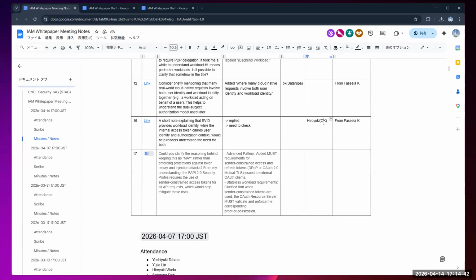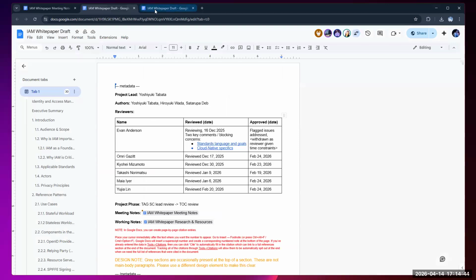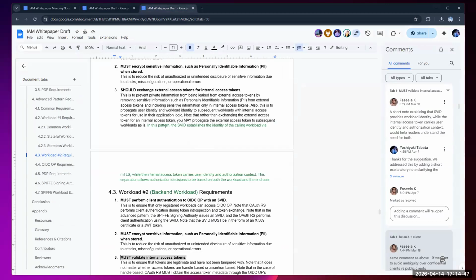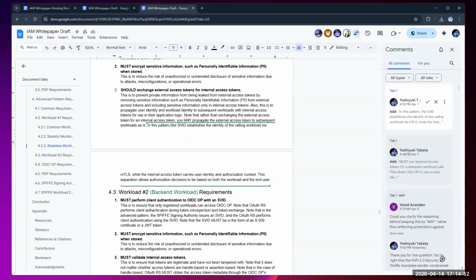And Hiroki answered this was good. What this means is adding: in this pattern, the SVT establishes the identity of the calling workload via mTLS, while the internal access token carries the user identity and authorization context. This separation allows authorization decisions to be based on both the workload and the user. How about Satarupa? What do you think about this change? Yeah, I'm okay with this change. Okay, so I accept the suggestion.